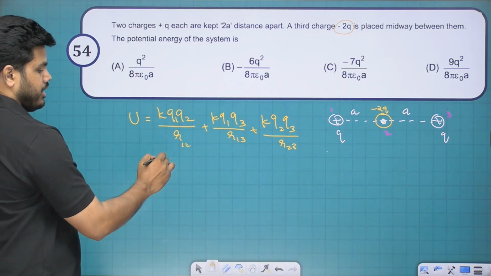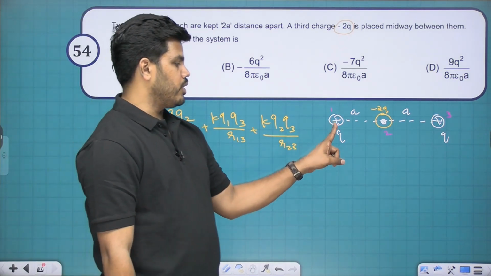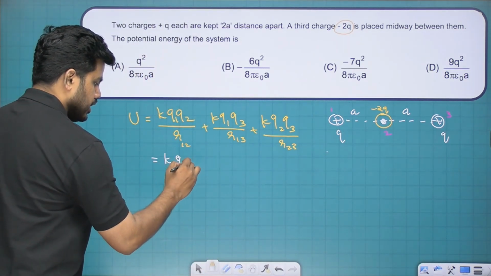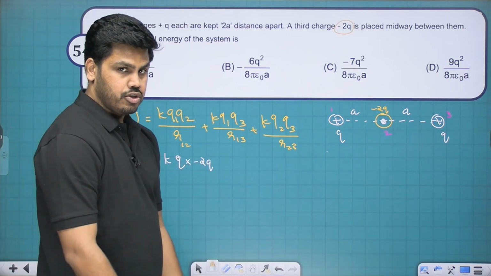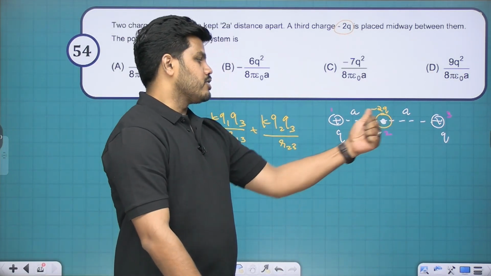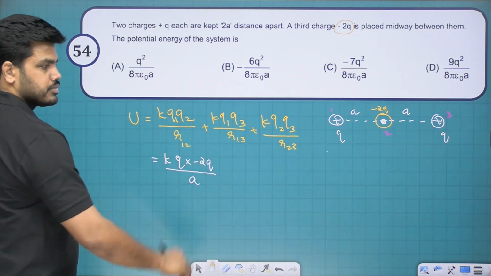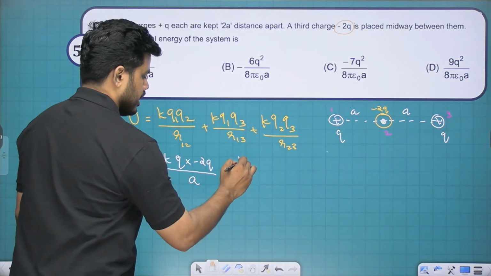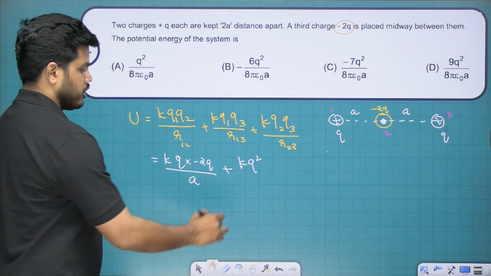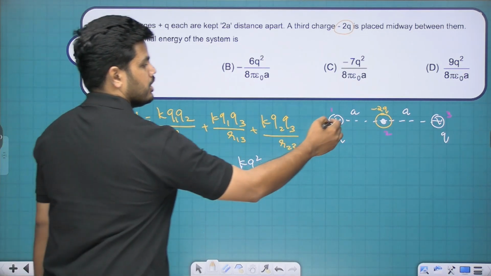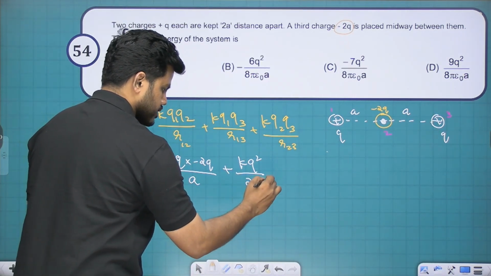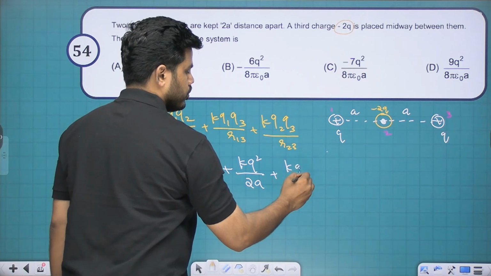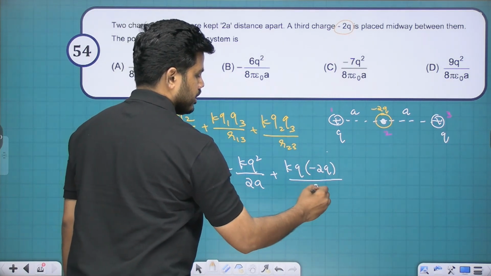See, we can say K into Q1. What is Q1? Small q. Q2 is minus 2q. So we get q into minus 2q. Remember, we have to take the sign of the charge when you calculate potential and potential energy, right? So minus 2q divided by a, the distance between them is a. Plus 1 and 3, 1 and 3 is q q. We get K plus q, one more plus q, becomes Kq square divided by, the distance between 1 and 3 is 2a. Plus one more, the 2 and 3 combination, is going to be K into q times minus 2q divided by a.